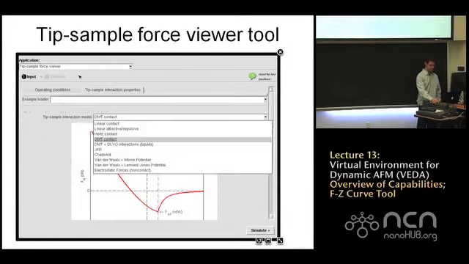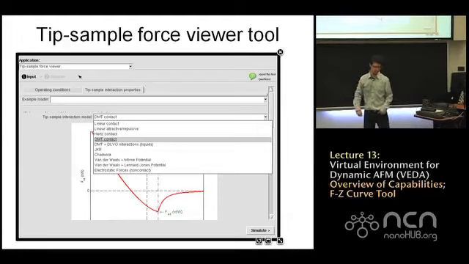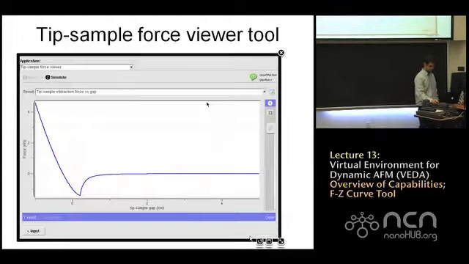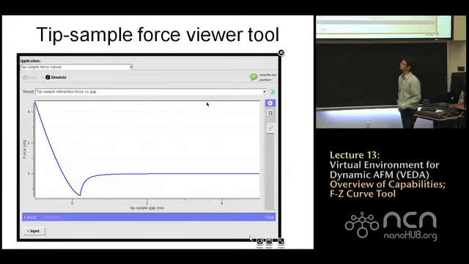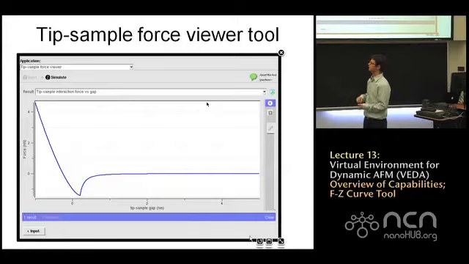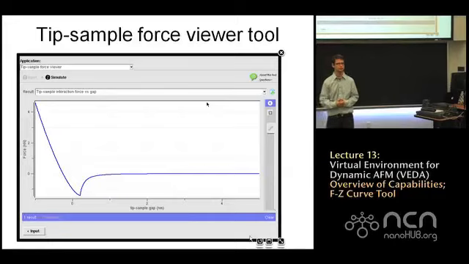So if you'll scroll, whoops. Okay, and so with that, we're going to select simulate, which is the button at the bottom here. And the result that shows up is the tip sample force plotted versus tip sample gap. And this was for the DMT model, but it's for the specific input parameters that you use.